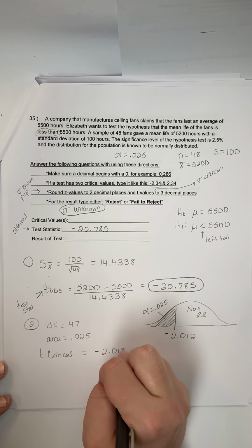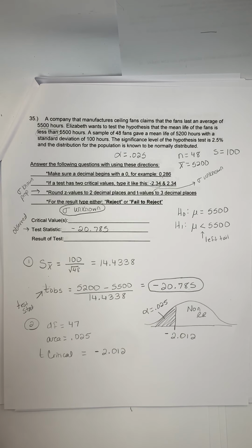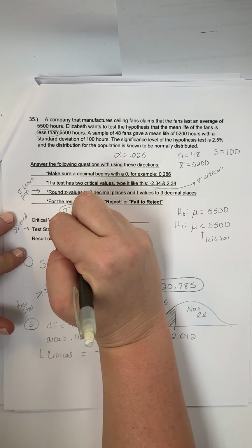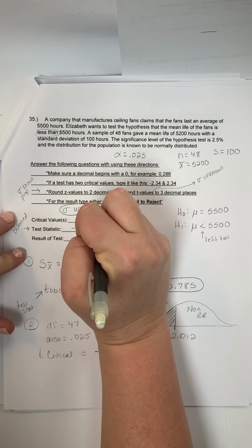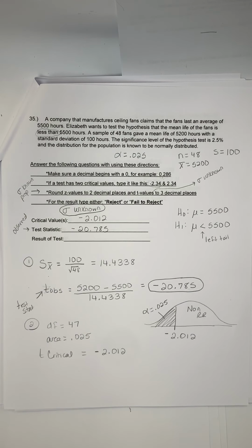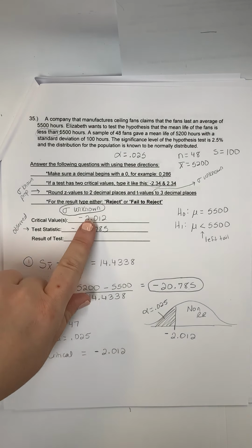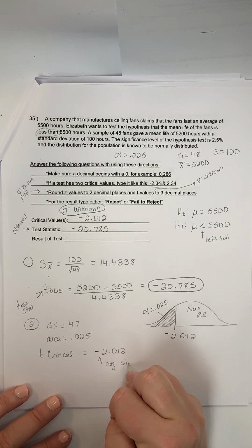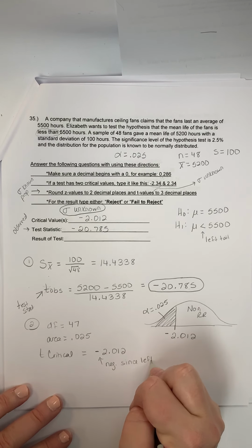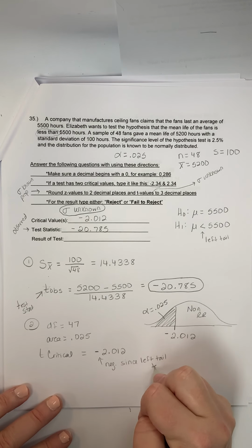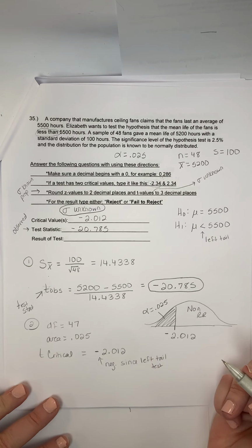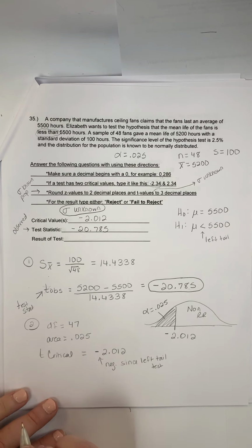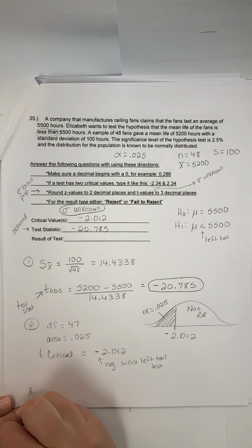Why do you make him negative? Because it's a left-tailed test. Make sure you do that because otherwise it'll mark you wrong for the whole critical value part right here. So this is a negative since left-tailed test. I hope I didn't say two-tailed test. I meant left-tailed test.